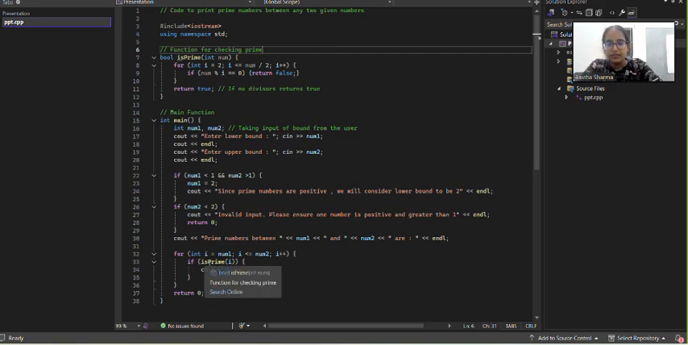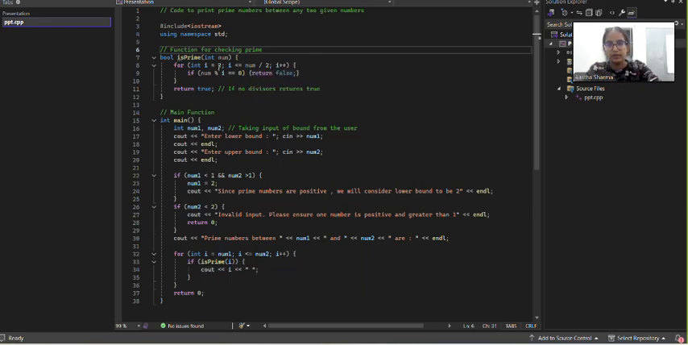Now again, if isPrime, here I am calling my function that I have defined earlier. Let me take an example to explain this entire code. Let num1 be 5 and num2 be 15. So here I will start from 5 and go up to 16. So firstly, isPrime 5.